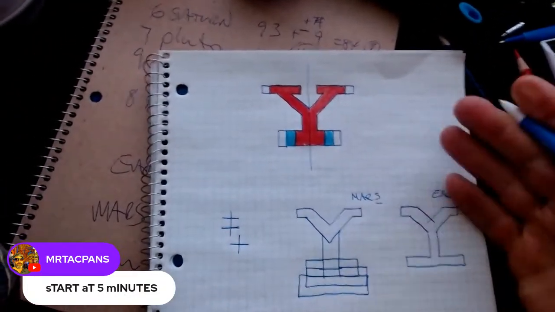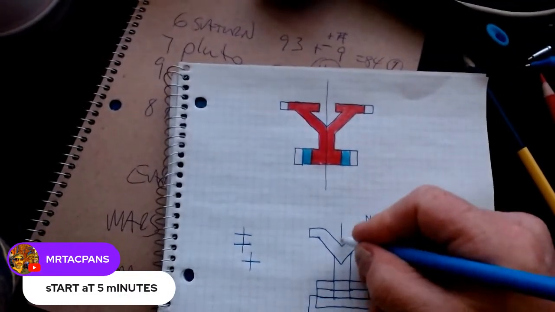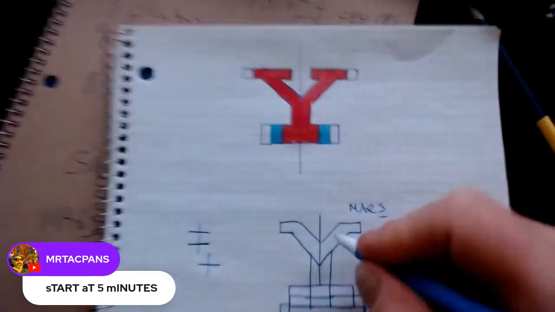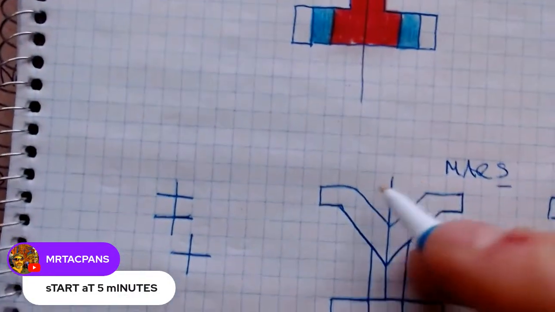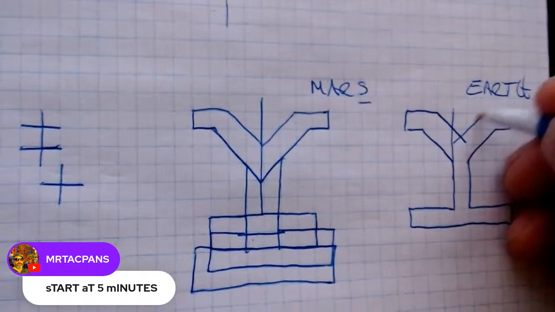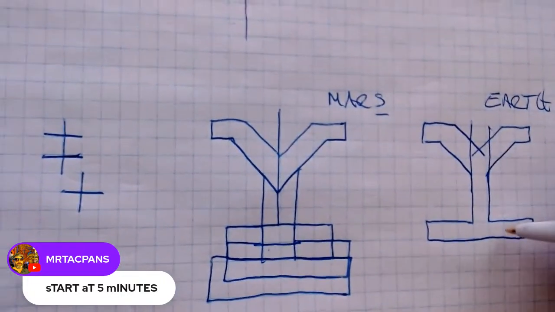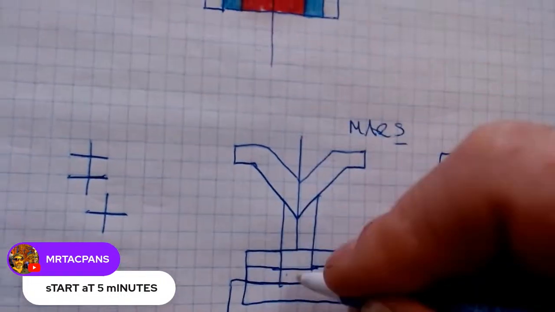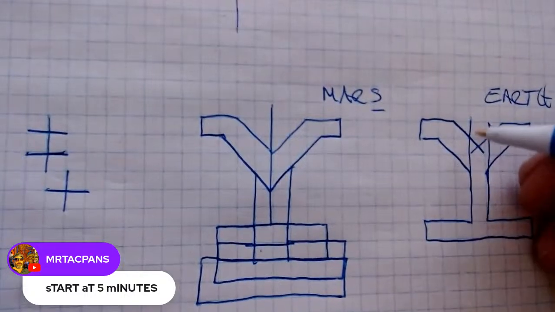The reason for that is Mars has a central line that splits through it. It splits in between the areas, the cells. On Earth, it does not. There is no center. It's either here or it's here. Mars is a direct division. This is a split division over here.